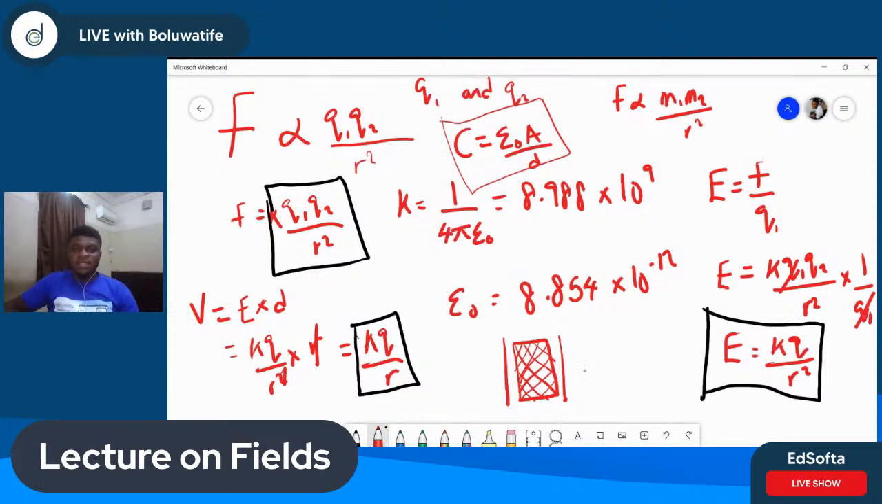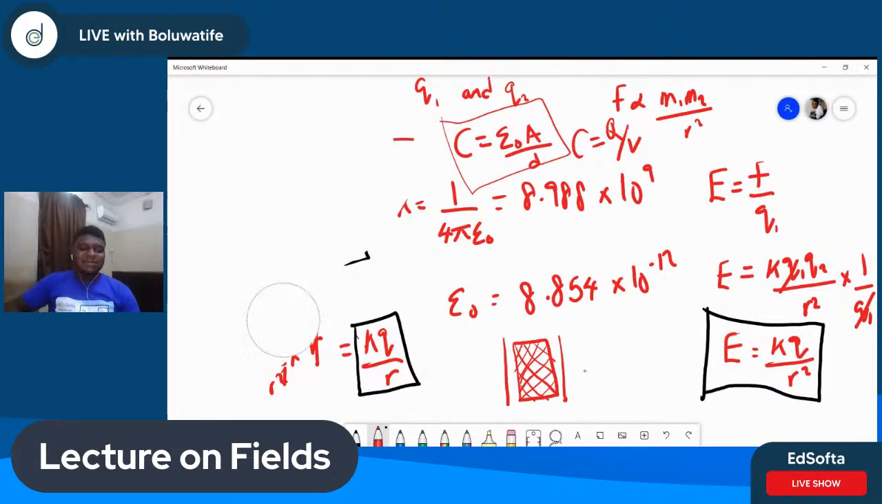Another formula for capacitance that we know is C equals Q over V. That's another formula we have for capacitance.